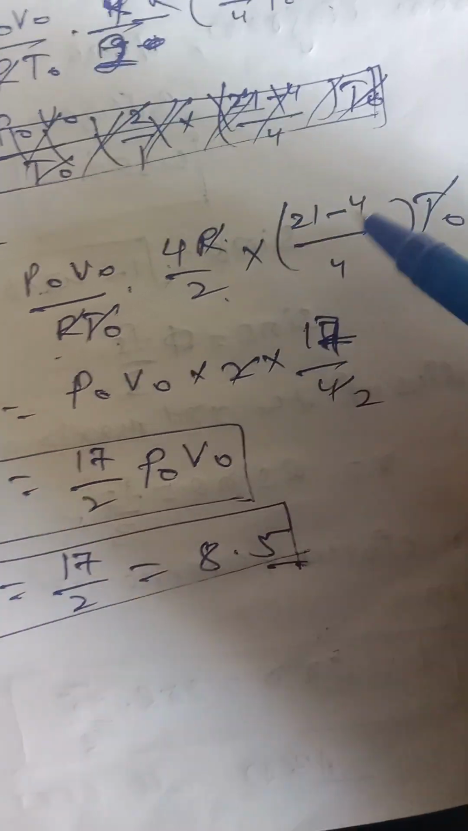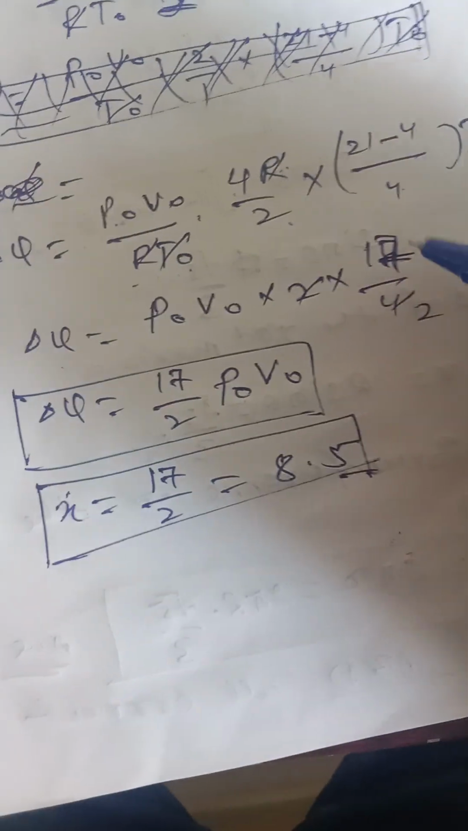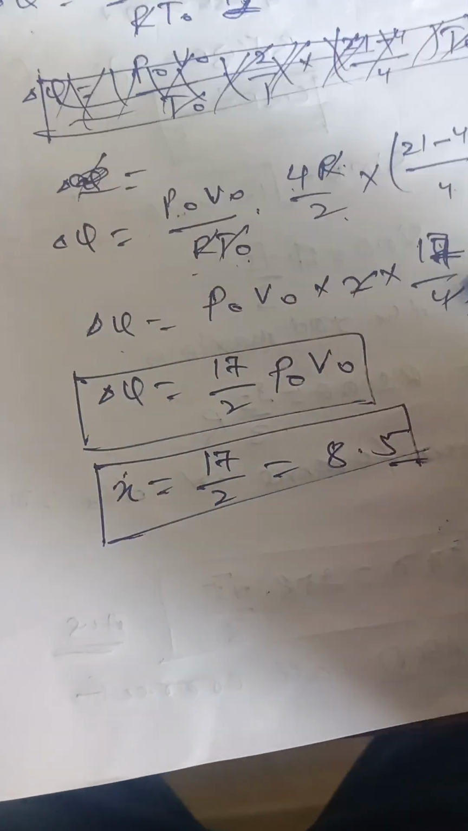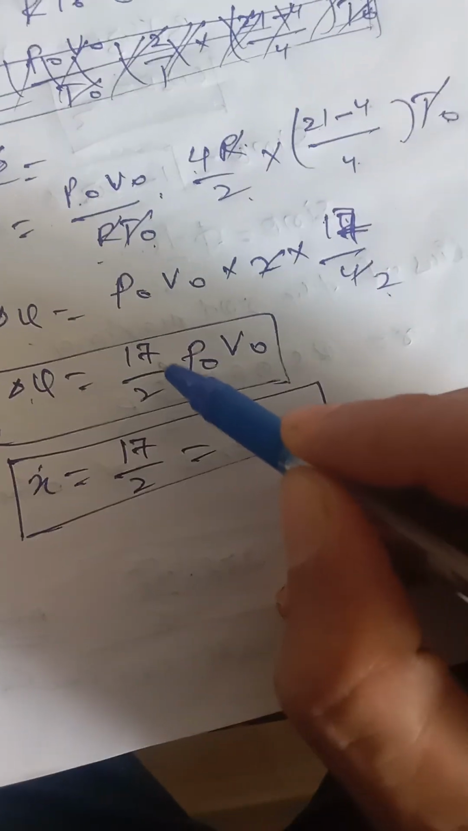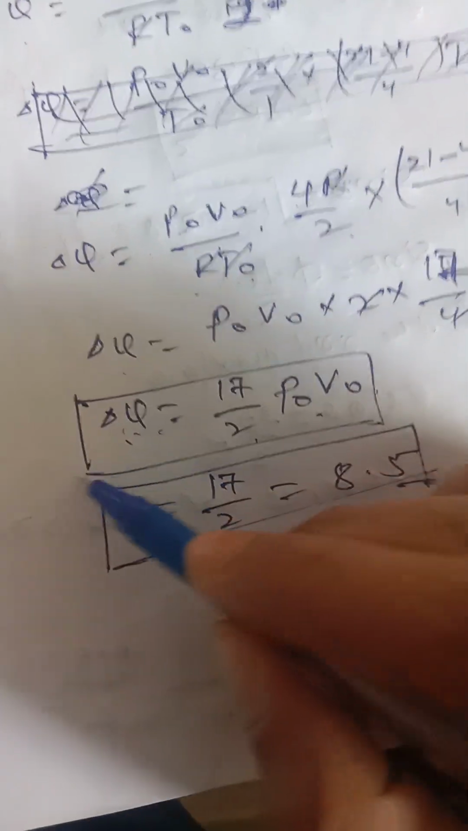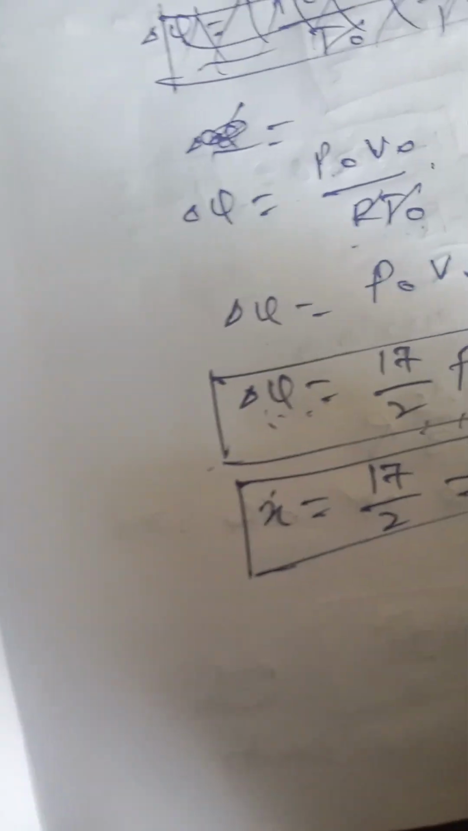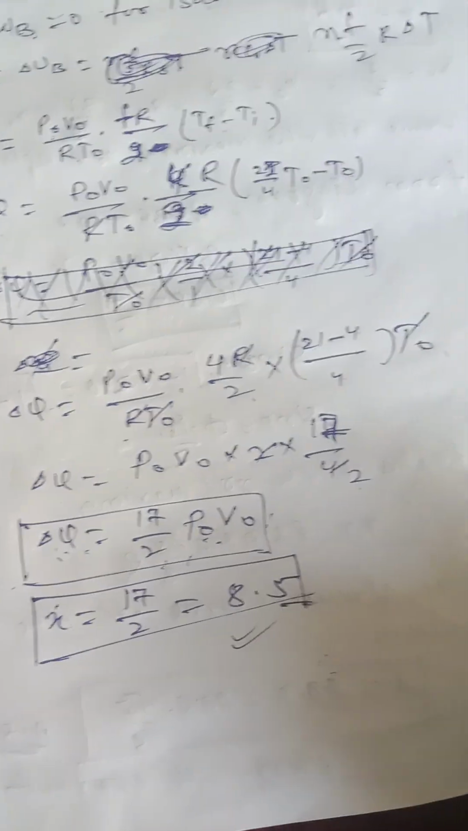Here we can solve: P naught V naught by R T naught times 4 R by 2 times 21 minus 4 by 4 T naught. T naught and R cancel. Del Q equals 17 by 4 into 2, so del Q, the heat supplied, equals 17 by 2 P naught V naught. Comparing with the given expression, X is 8.5.